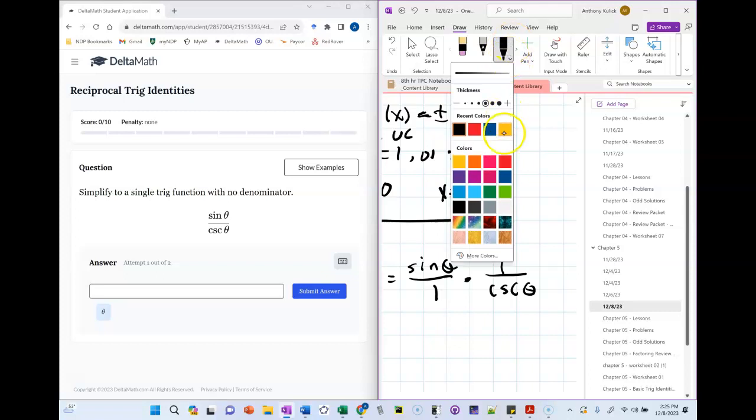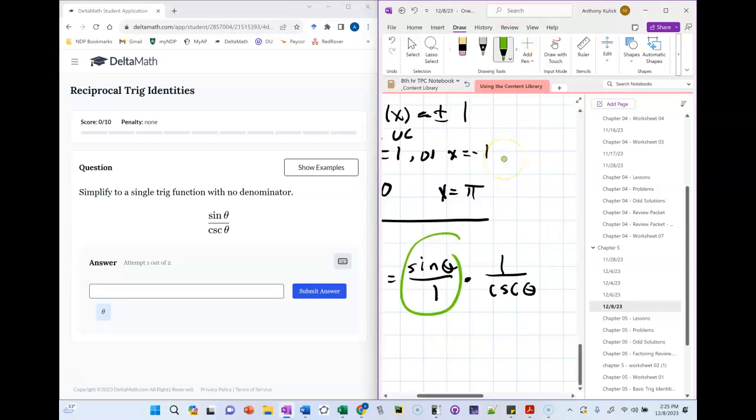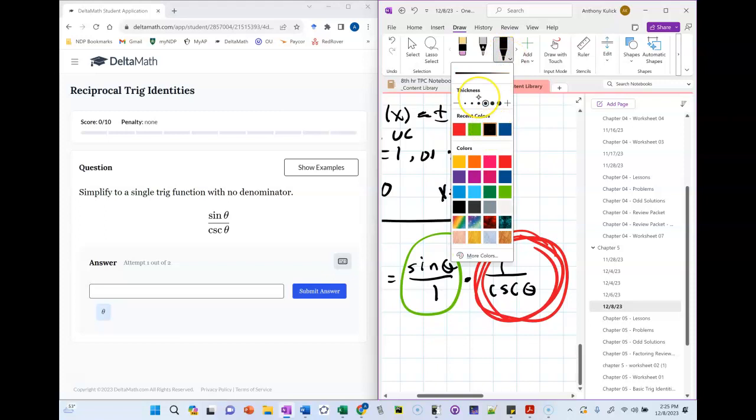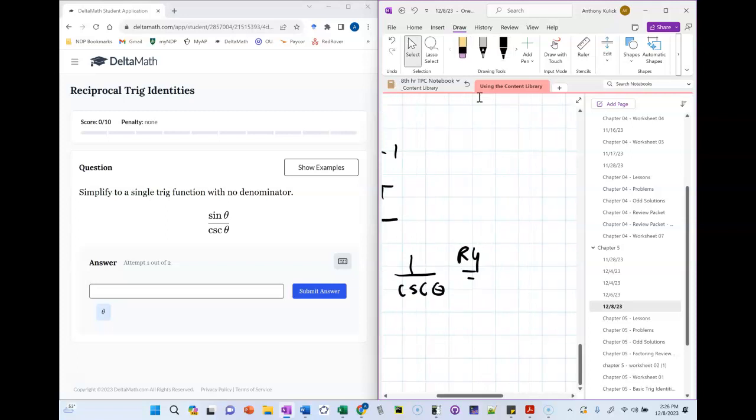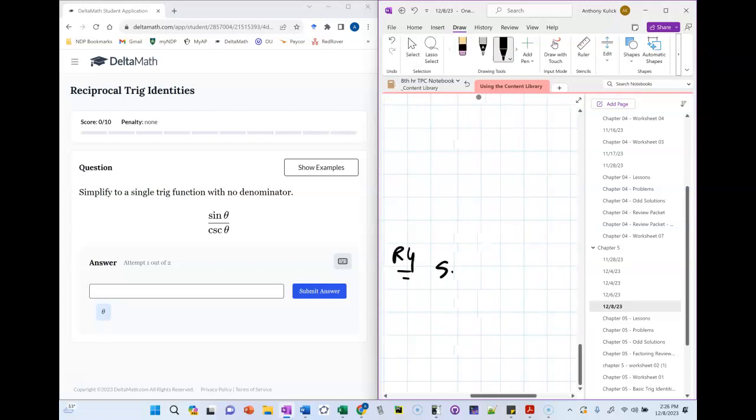So I have my choice now. I can take 1 over sine and turn that into cosecant, or I can take 1 over cosecant and turn that into sine. Everybody agree? If the directions say they want no denominator, I want to change 1 over cosecant into sine. Is everybody okay with my reasoning there? So I think that's R4. So that's going to give me sine theta times sine theta, which is just sine squared theta. Everybody's good with how I got to there?